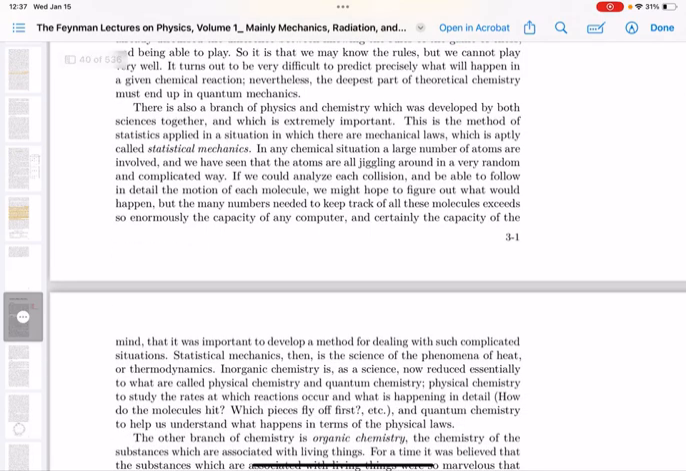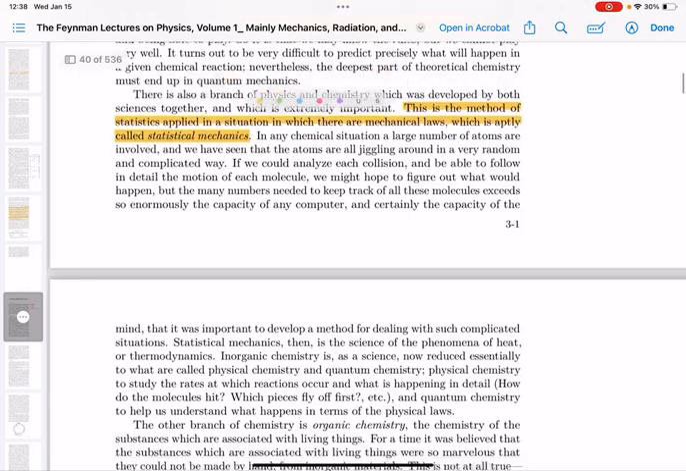There is also a branch of physics and chemistry which was developed by both sciences together and which is extremely important. This is the method of statistics applied in a situation in which there are mechanical laws, which is aptly called statistical mechanics. Wow, okay, I didn't know that. I'm gonna highlight that part.